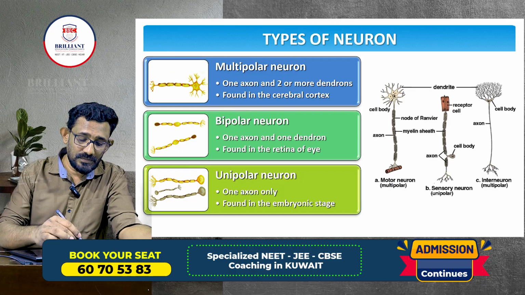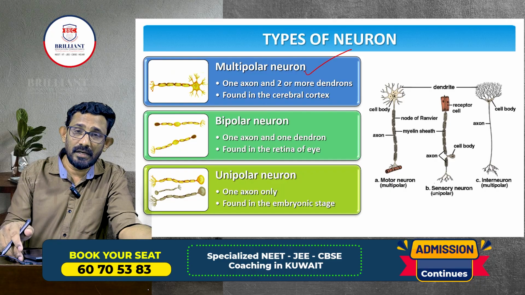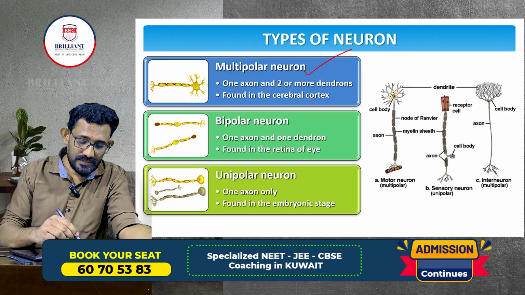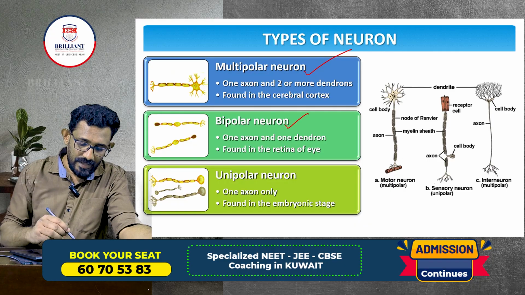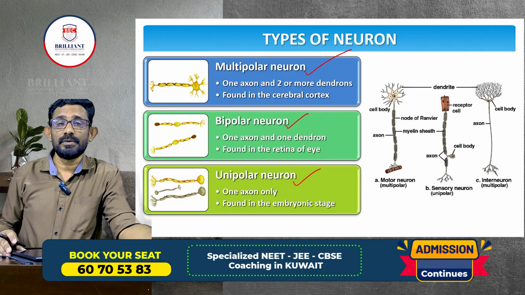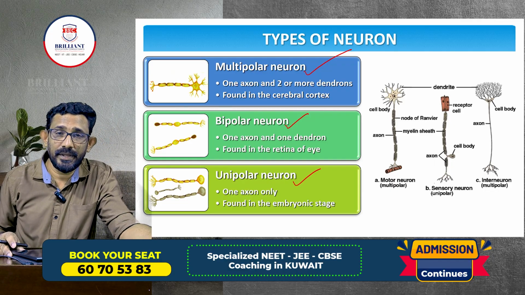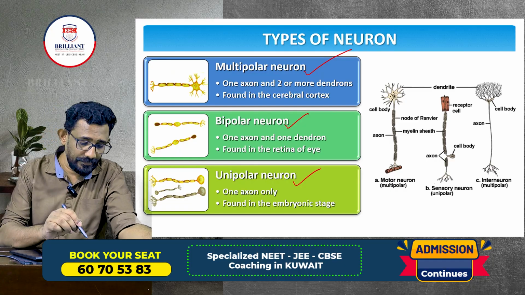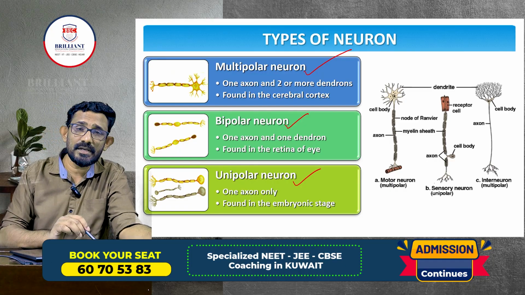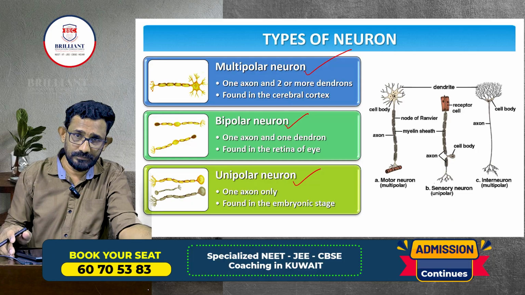That means there are three types of neuron. The first type of neuron is called the multipolar neuron. The second type is known as the bipolar neuron. And the third type is called the unipolar neuron. So let us discuss the first type, the multipolar neuron.